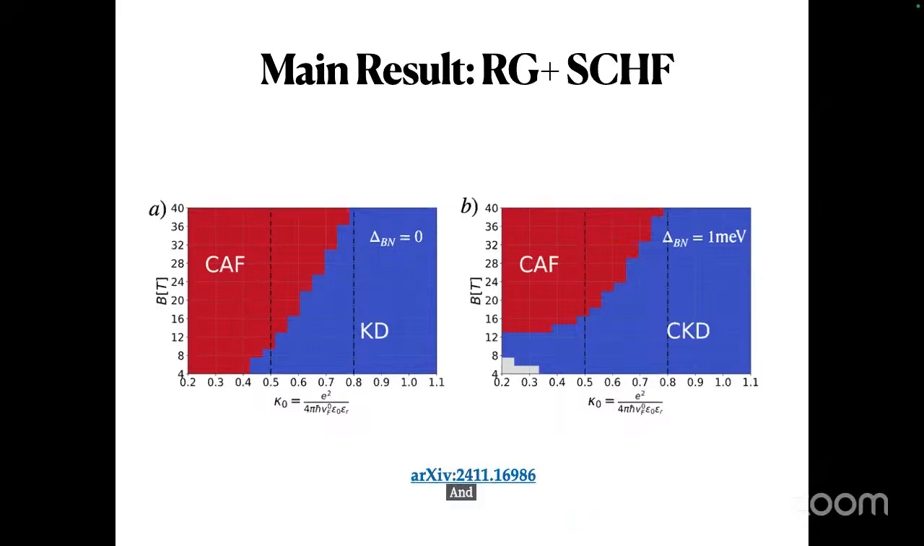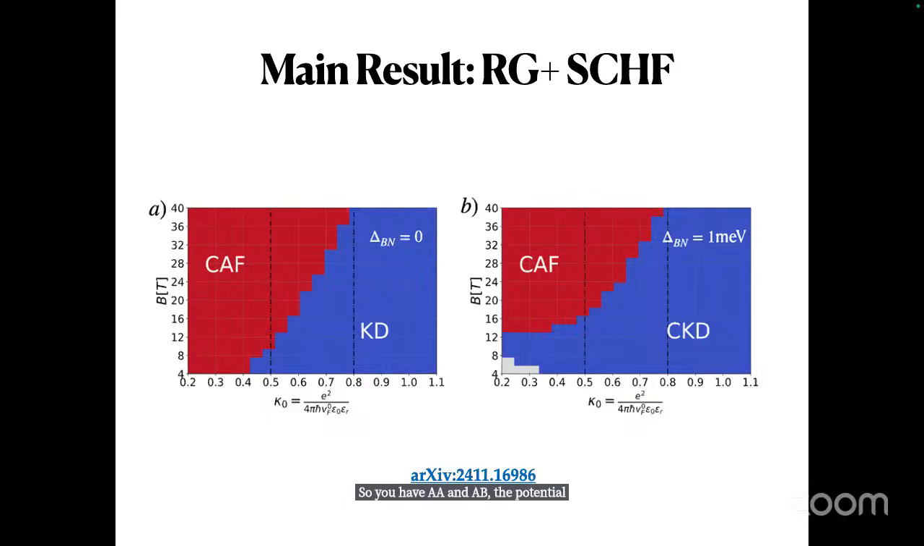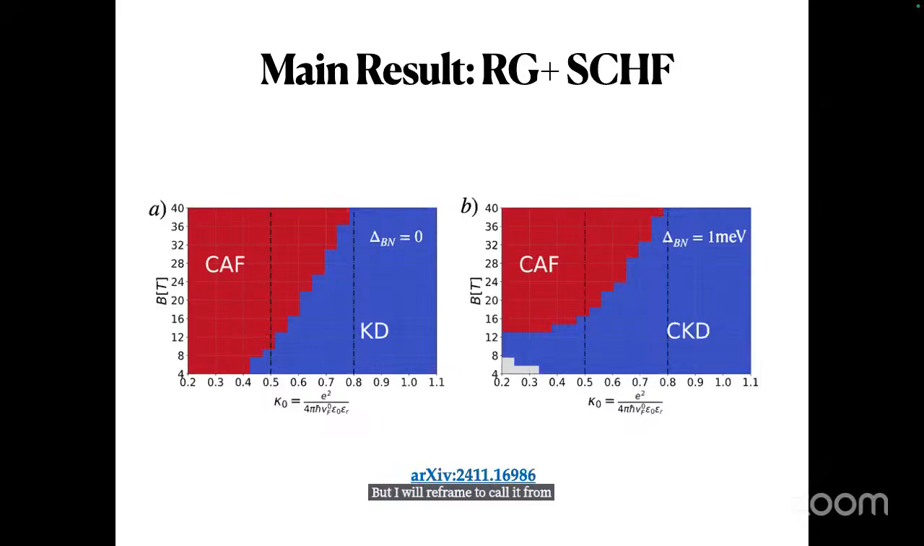And the reason is because you have a BN potential. It is like a charge density wave. Exactly, you can call it a charge density wave, but it's not induced by interactions. It's just that you have a potential because you put in BN, boron nitride, and boron and nitrogen have different potentials. So you have AA and AB with different potentials, and naturally the electrons want to go to one of the sites, AA for example. It's not induced by interactions. You can call it a sublattice polarized state, but I will refrain from calling it a charge density wave. Some people do, but I don't think it's good.